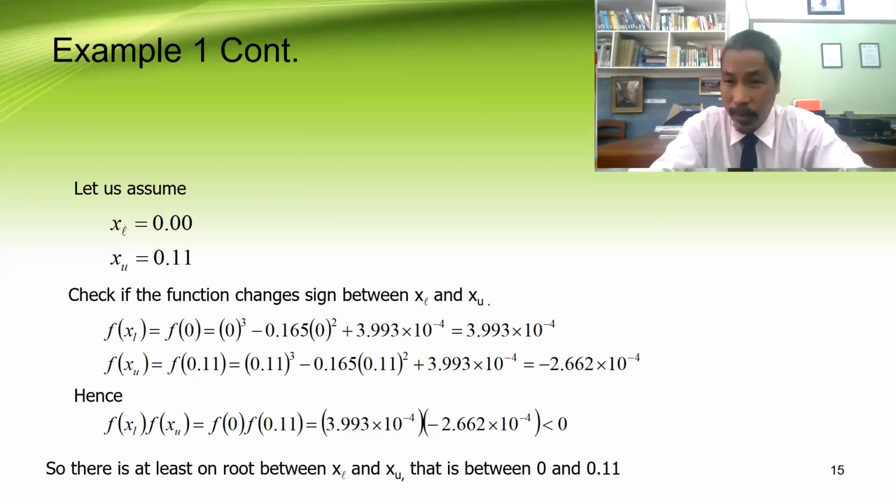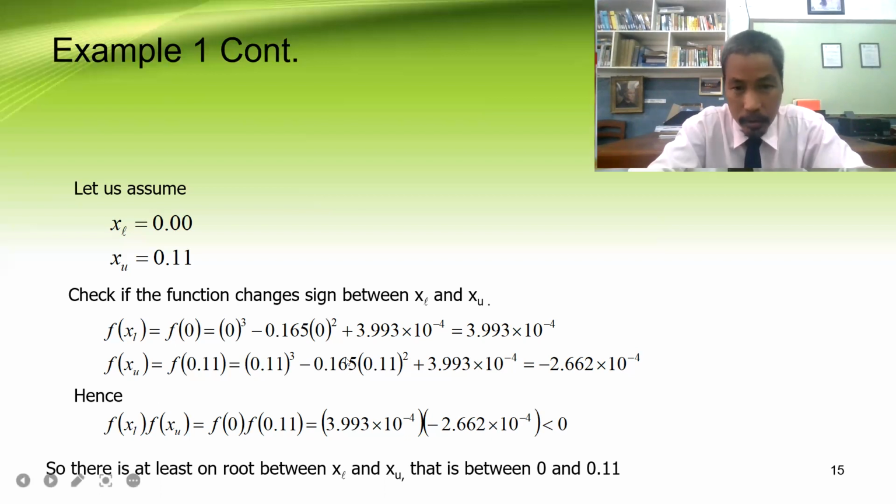Different sign. One is positive and one is negative, and this is what we want. Our first guess, which is what? 0.00 and 0.11 is a good first guess. We already saw the graph.